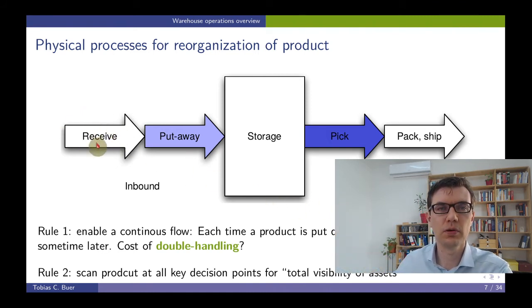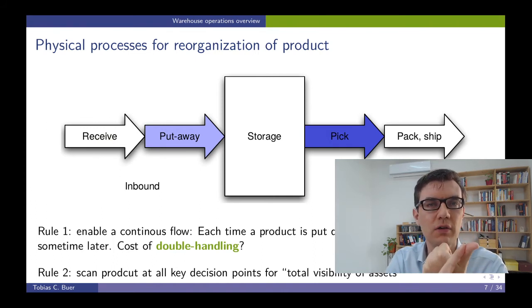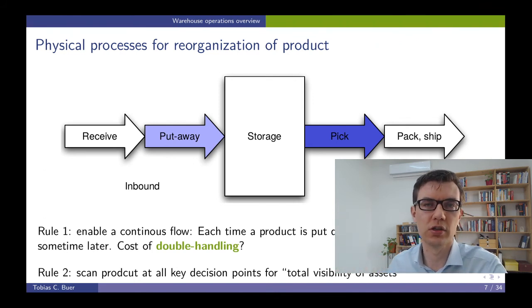For the inbound processes, we have the receiving of goods, where typically a truck arrives at a door at the warehouse and the truck is unloaded. We typically check some documents, and then there's the put away process. The goods are inside the warehouse, but now we need to decide how to store the products, where to store them, and how to bring the products from the arrival location, from the door, to the actual storage location. This is the put away process.